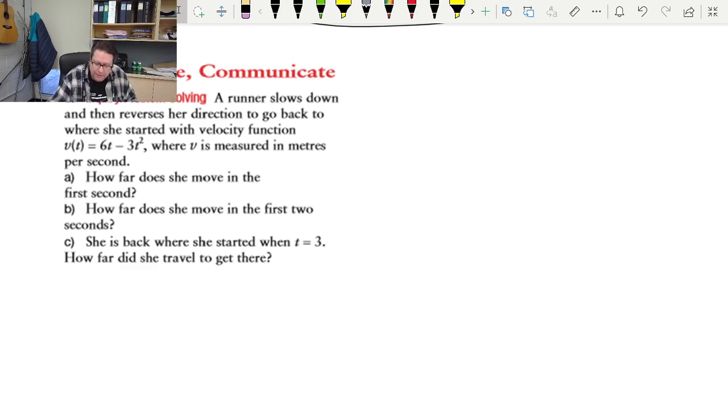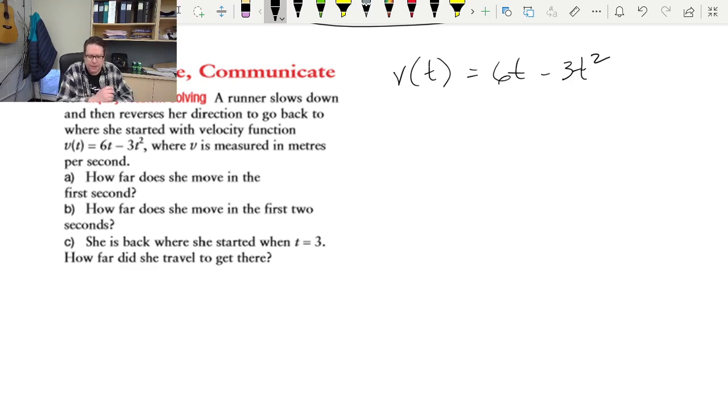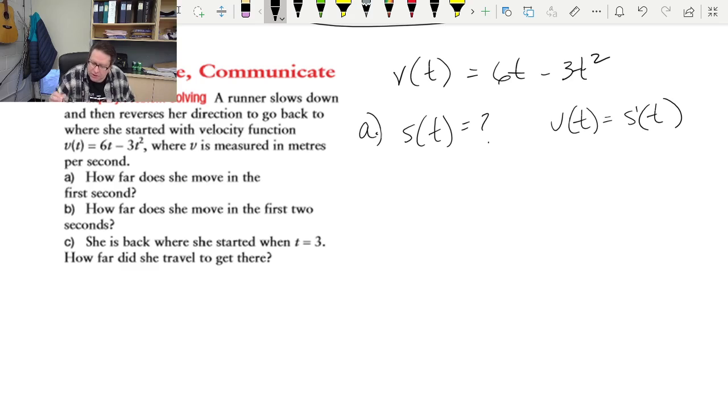So we have a formula for the velocity of a person running. And it says in the problem that they're running, they slow down, and then they reverse their direction and come back. So step one is I'm going to have to, for A, get a position time equation. And remember that velocity as a function of time is the derivative of position as a function of time.